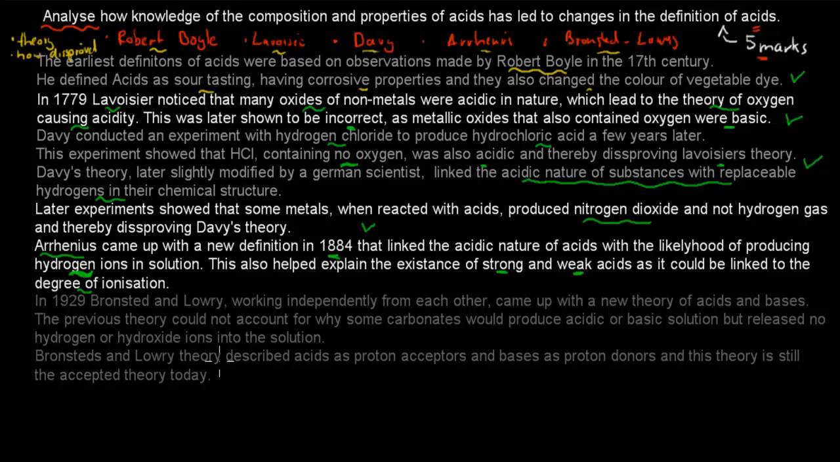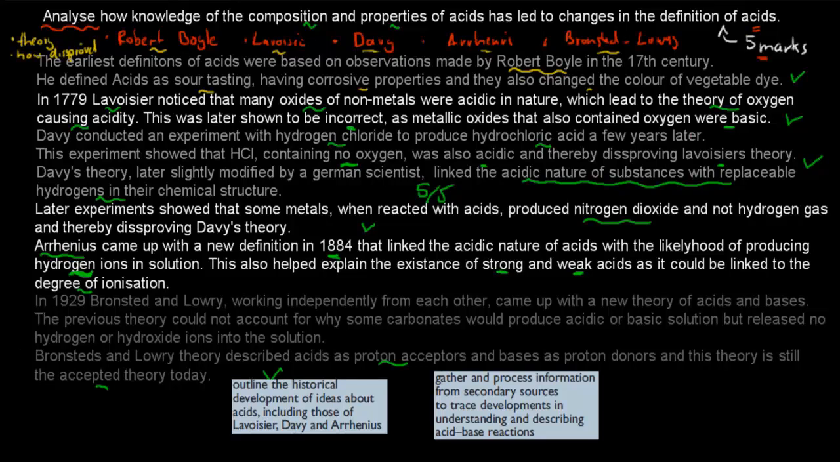The Bronsted and Lowry theory described acids as proton donors and bases as proton acceptors. Again, the question doesn't ask about bases, but I'll put that in there. This theory is still accepted today as the current theory, and that's a mark as well. So now we've got 5 marks out of 5. We've gone through all of the advances and linked them to the properties and composition of acids, explaining why these advances came about and why they were then disproven.